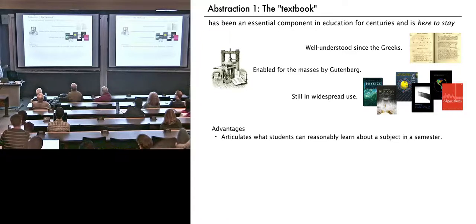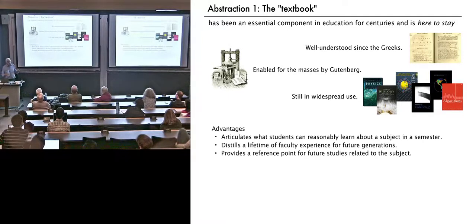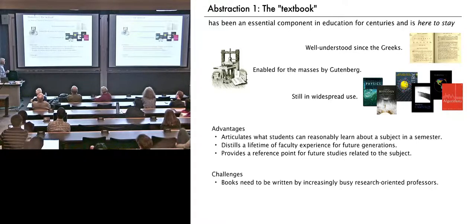A textbook articulates what students can learn about a subject in a semester. That's the abstraction part of it. It also distills a lifetime of a professor's experience to be passed on to future generations. That's what the textbook as an abstraction does. And it provides a reference point for people studying later on in the curriculum. Everybody knows what's in the textbook. That's what the students are supposed to know. If they don't know it, they can go back to the textbook. That's what the textbook does for us.